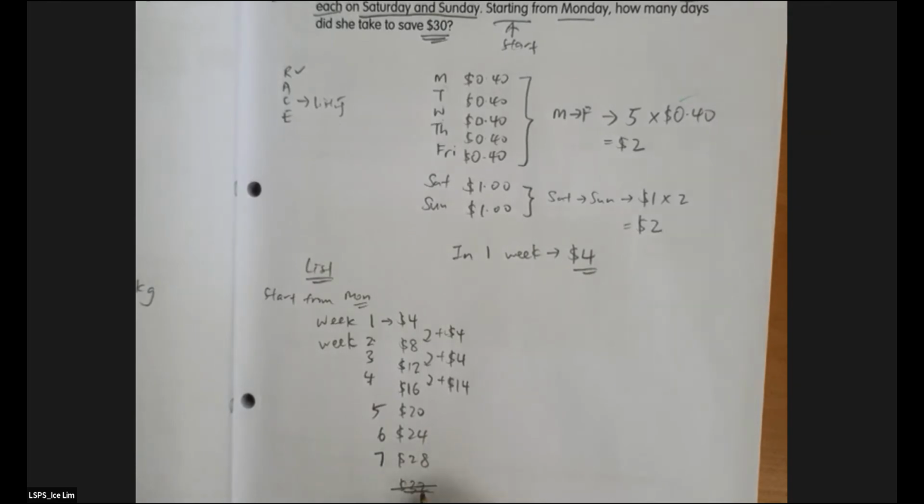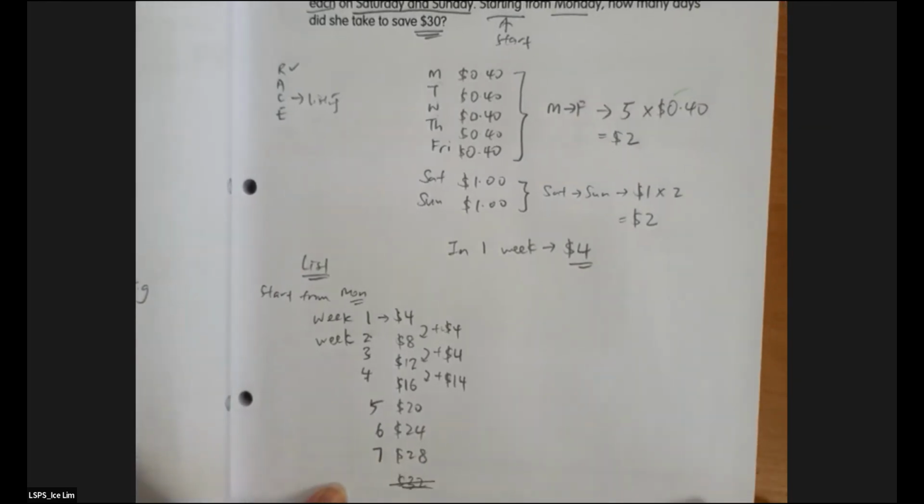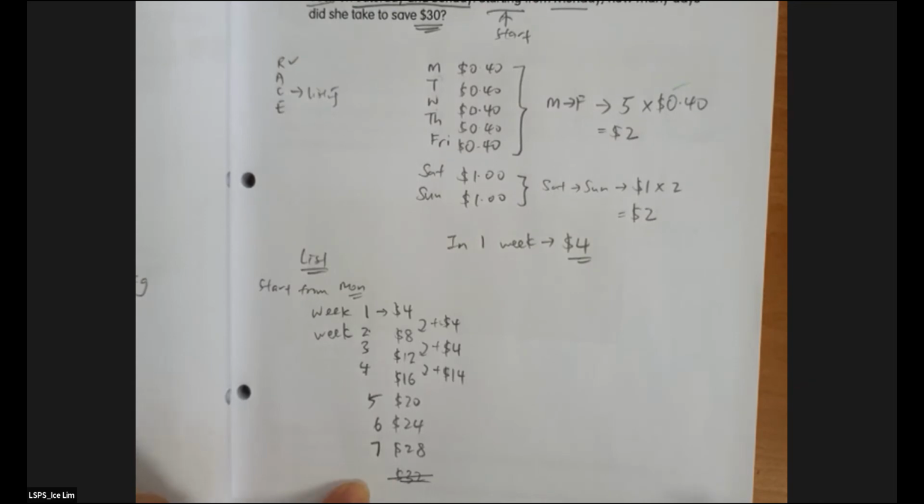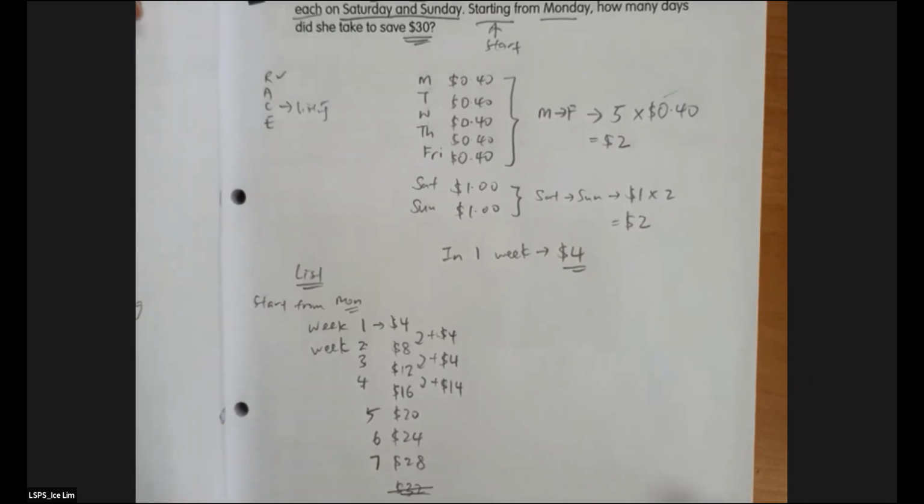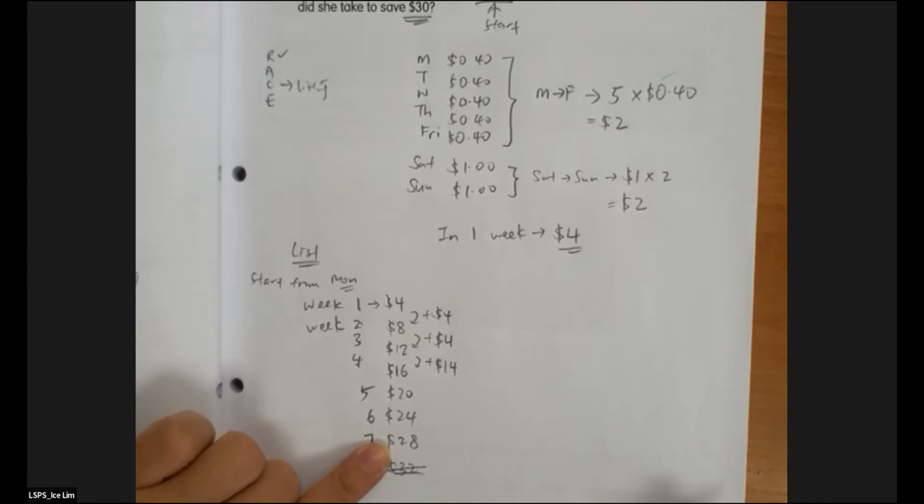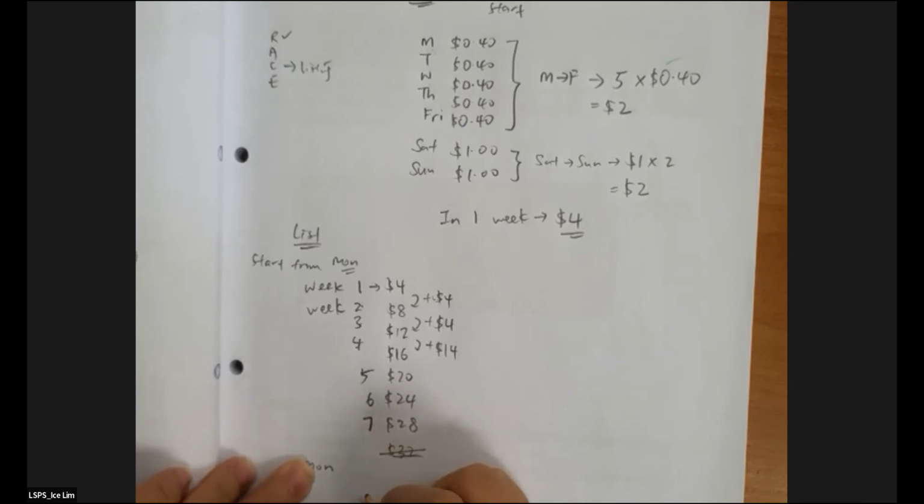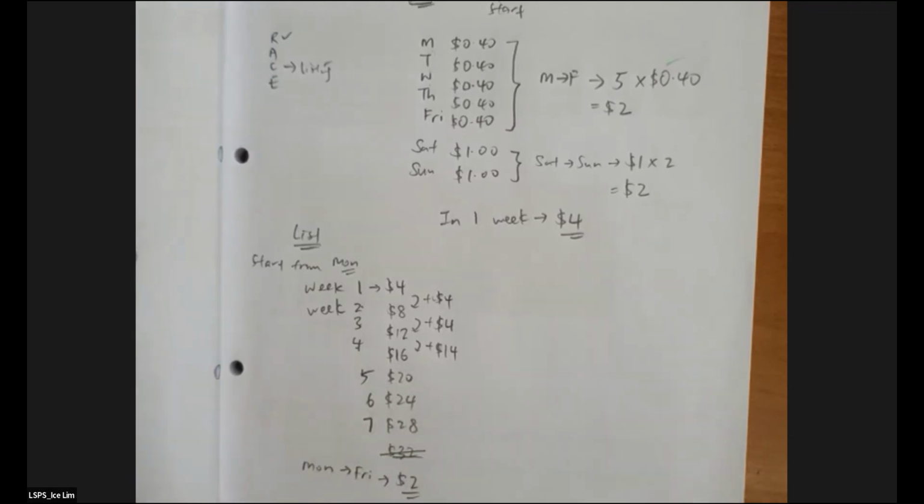28, cannot already, not enough. Okay? Then still not enough, right? You need to reach $30. Now, so I will go on to the following Monday to Friday. Gives me another $2. So altogether, correct. So I hit my $30 already.